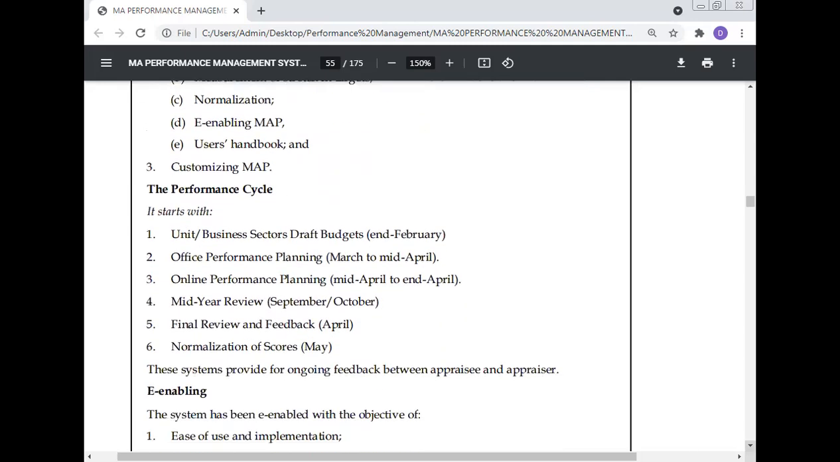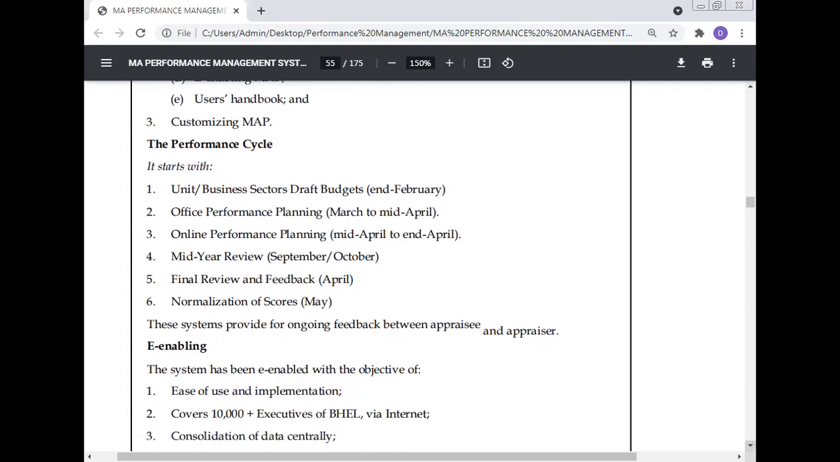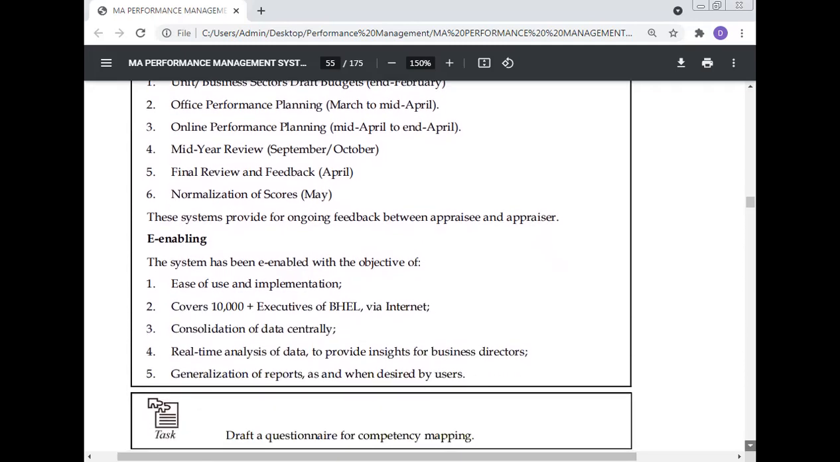The performance cycle starts with the unit business sector drafting budgets in February, then office performance planning, online performance planning, mid-year review, final review and feedback, and normalization of the scores. These systems provide for ongoing feedback between the appraisee and the appraiser.